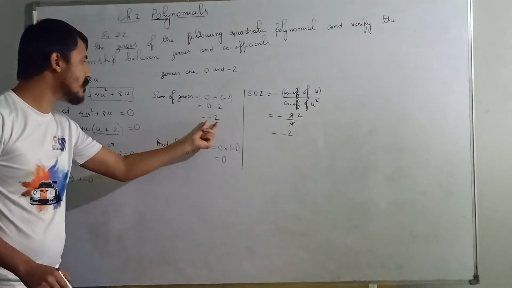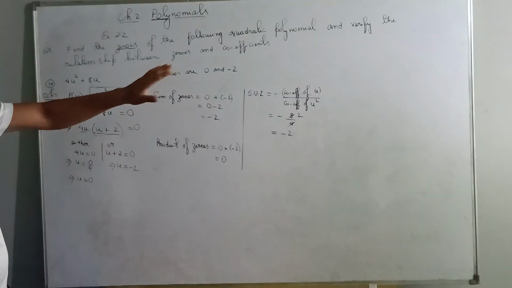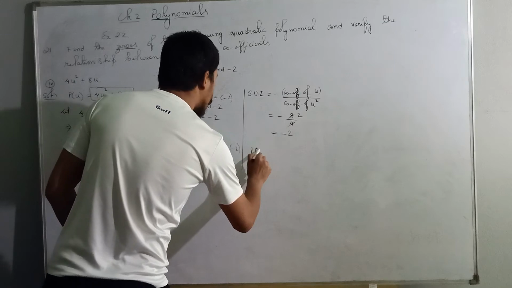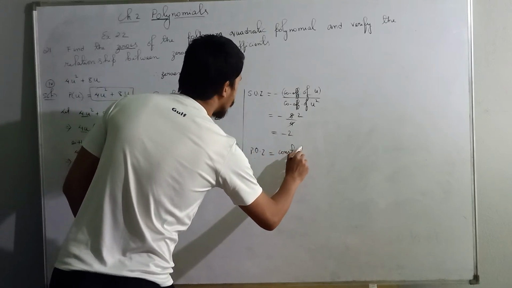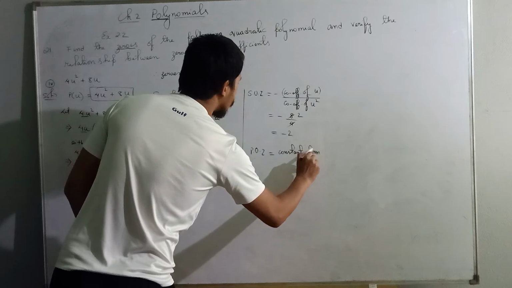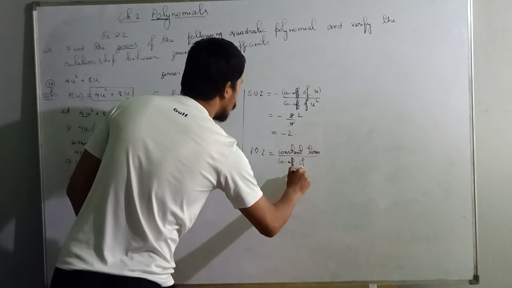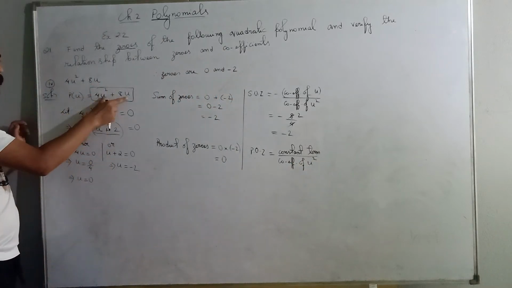Similarly, the sum of the zeros here and the sum of the zeros here are equal. So that part is verified. And then the product of zeros formula would be constant term upon coefficient of u squared. So what is the constant term in this polynomial?